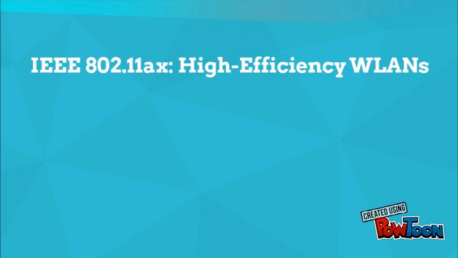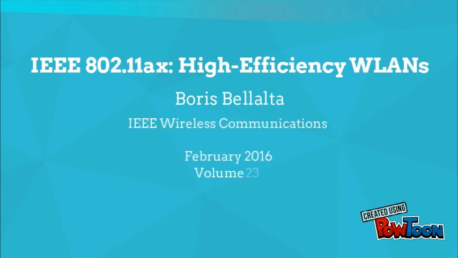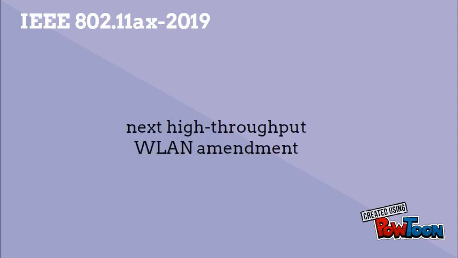This is about IEEE 802.11ax high-efficiency wireless LANs by Boris Peralta from IEEE Wireless Communications magazine, published in February 2016, Volume 23, Issue 1, page 38 to 46. IEEE 802.11ax 2019 will be the next high-throughput WLAN amendment.